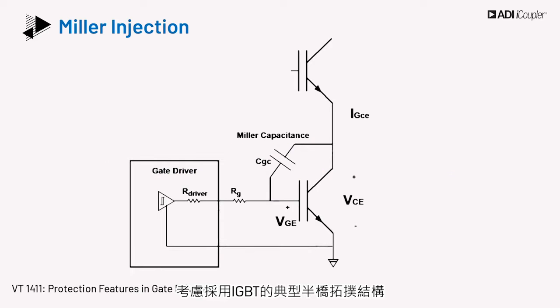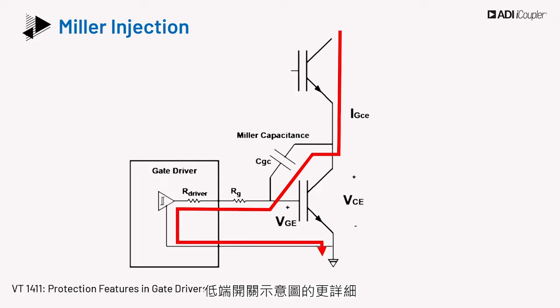Consider the typical half-bridge topology with IGBTs. The low-side switch is shown more elaborately, indicating the internal gate-to-collector capacitance, CGC, which is the Miller capacitance. The low-side switch is turned off before turning on the high side of the device. During high-side turn-on, the VCE of the low side changes from 0 to some bus voltage value.